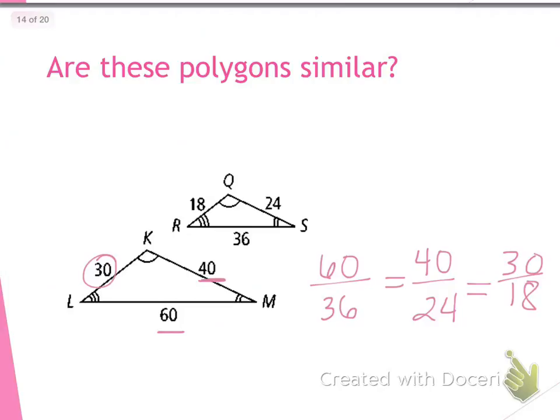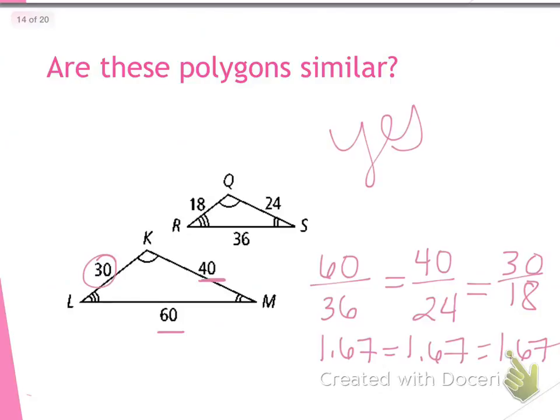So for it to be similar, these all need to be the same. So this, when I divide it, gets me 1.67. This, when I divide it, gets me 1.67. And this also gets me 1.67. So yes, they're similar. So if we're writing a similarity statement, we could say triangle LKM is similar to triangle, L matches with R, K matches with Q, and then we have S left. Okay, if it was asking for the scale factor, we're going to be talking about that in a second here.